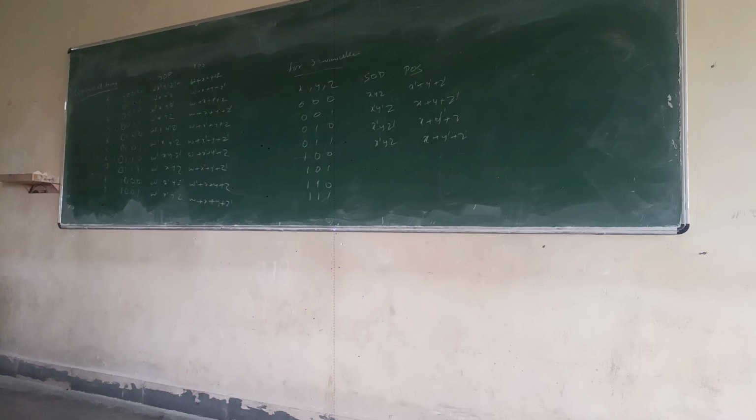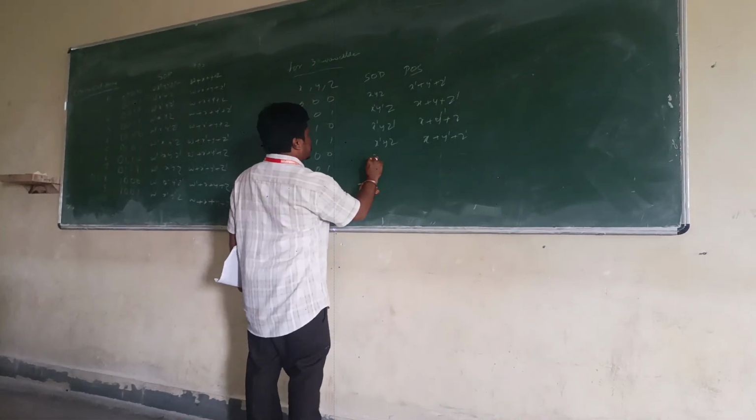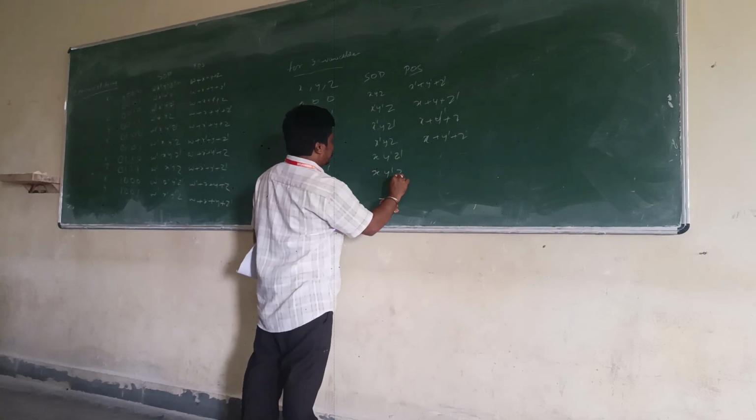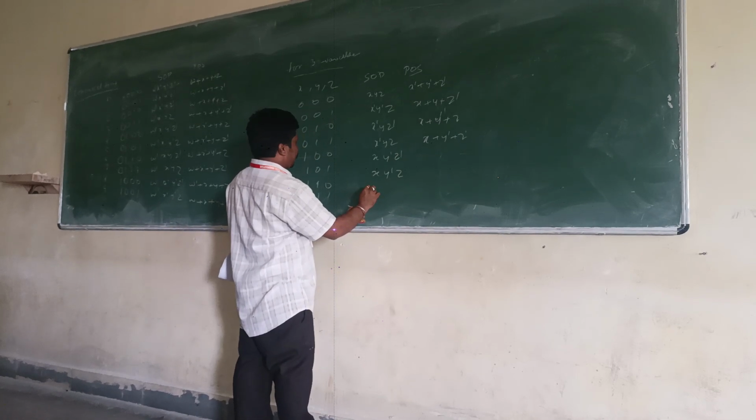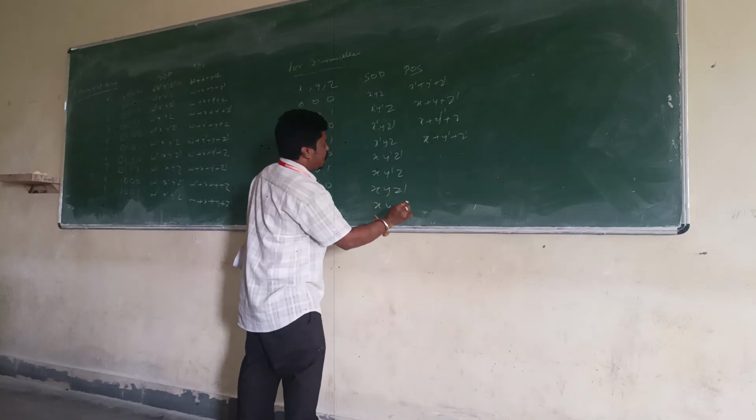Okay, for the particular function, then also you have to write X Y bar Z bar and also X Y bar Z. This one is X Y Z bar, X Y Z bar Z.